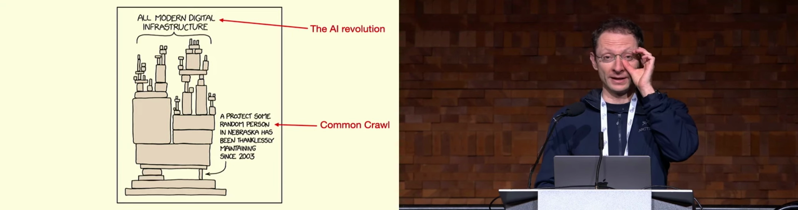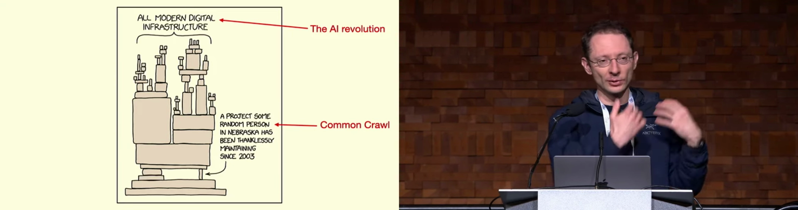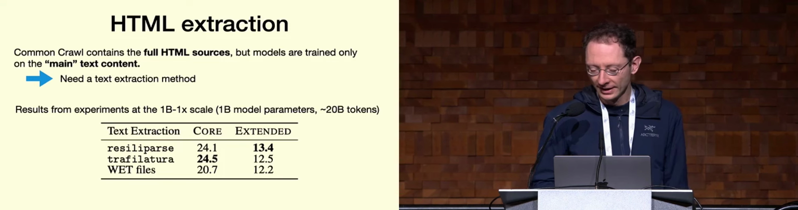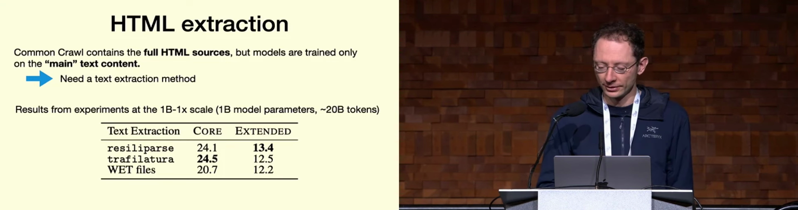Okay, so now we have all of this data from Common Crawl, and basically what they're doing is downloading a lot of HTML, and you can't just train directly on the raw HTML.